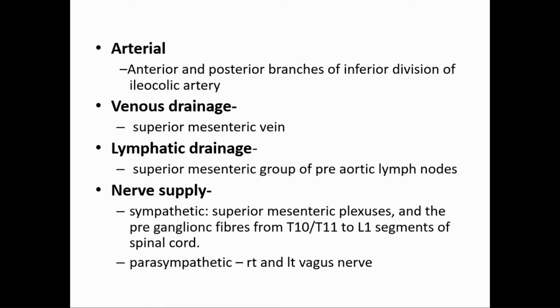Deblina, you asked me about the sympathetic nerve supply of the stomach. Yes, ma'am. In Gray's Anatomy, it is written T5 to T12 segments of the spinal cord. So you can write T5 to T9 or T5 to T10 segments of the spinal cord, because it is supplied by the greater splanchnic nerve.